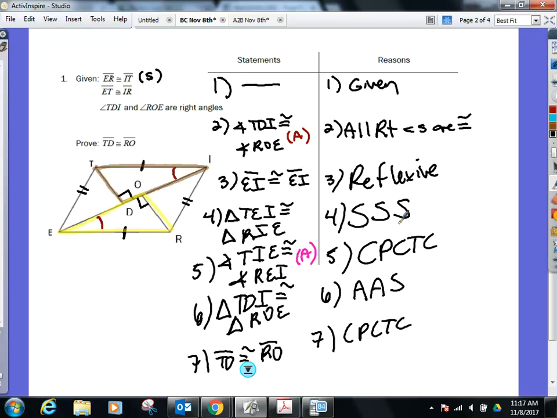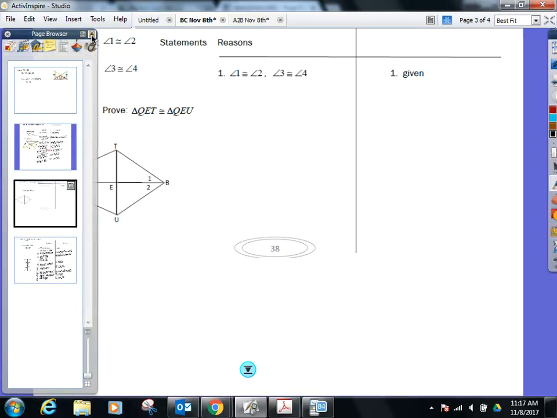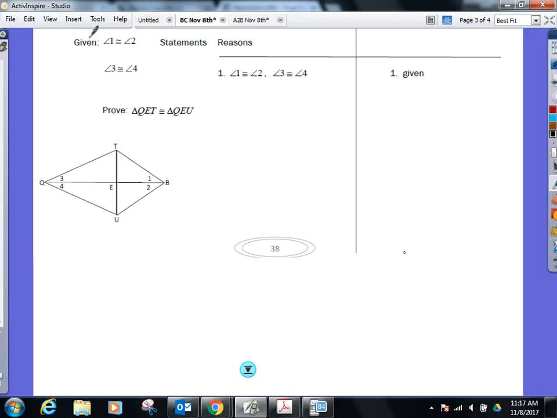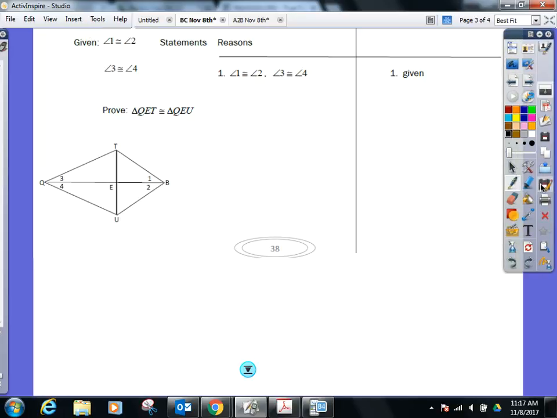All right, I have one more to do with you before I let you take over in your groups. So mark what you have to mark. Highlight what you have to highlight.